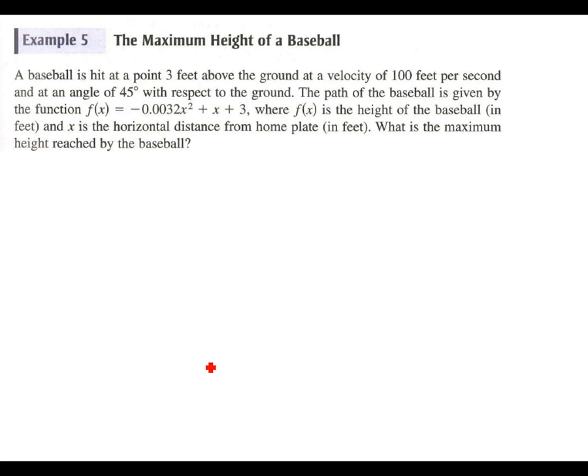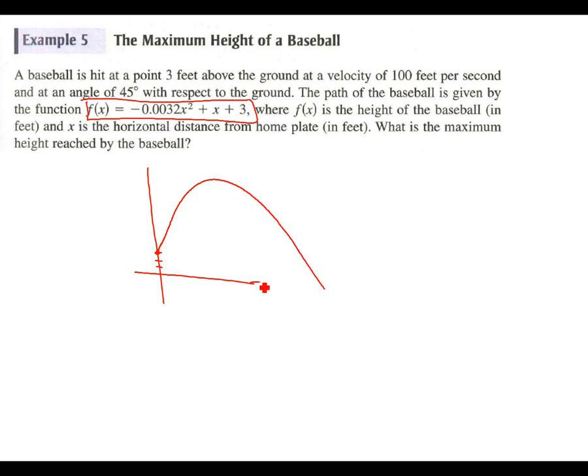So here's an equation, and it's given in here, the flight of this baseball. So this baseball starts 3 feet off the ground, takes off at a 45-degree angle, but quickly falls because of gravity. And our job is to find the height of the baseball in feet and the horizontal distance from home plate, and we want to find the maximum height at this point, right? Find the maximum height.